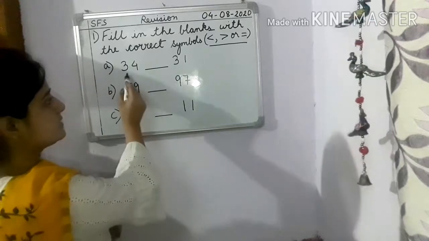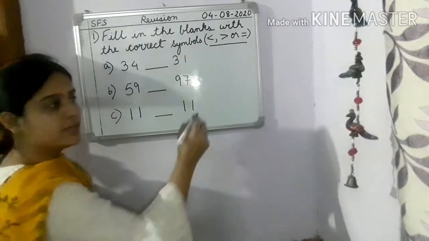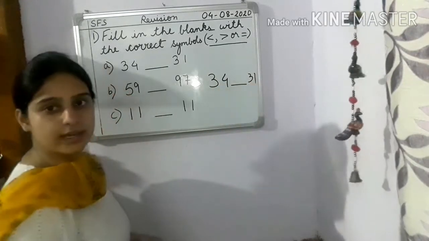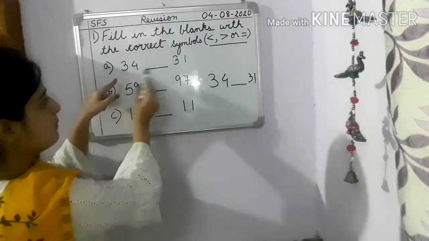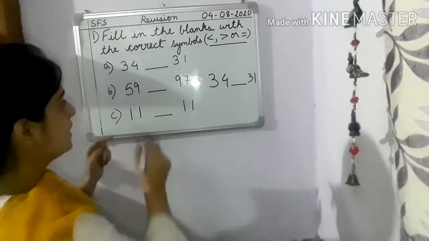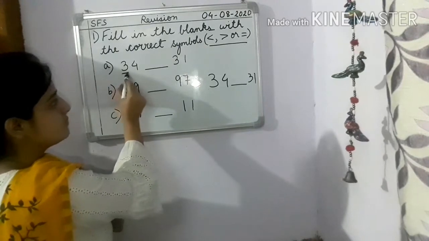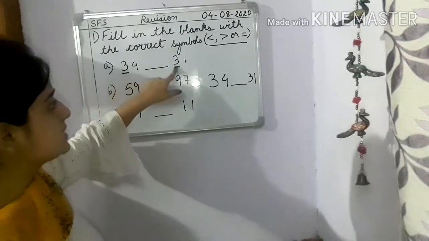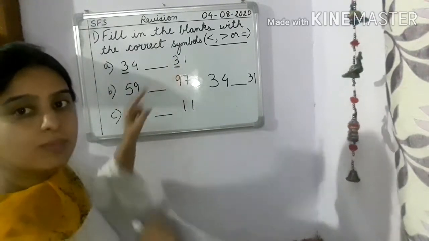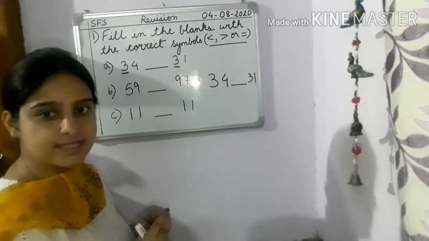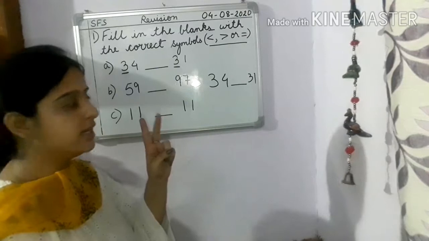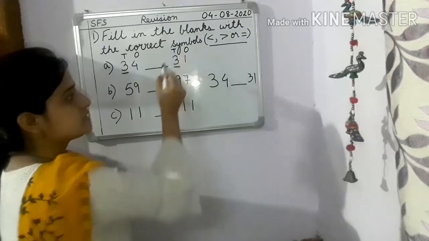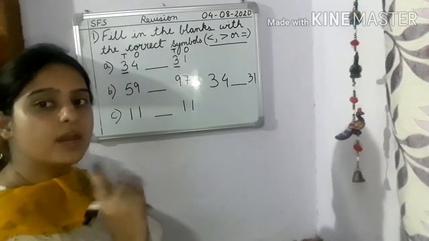The first number is 34-31. So we are comparing which two numbers, children? 34 and 31. Isn't it? So when we compare two numbers, children, we can see the greater number in the tens place. In tens place, what is there? 3. So both the numbers are same. As it is two-digit numbers, children, we'll compare both the places, ones and tens.